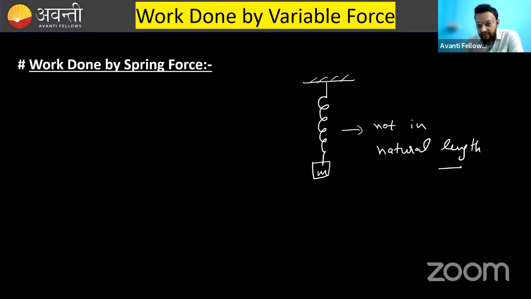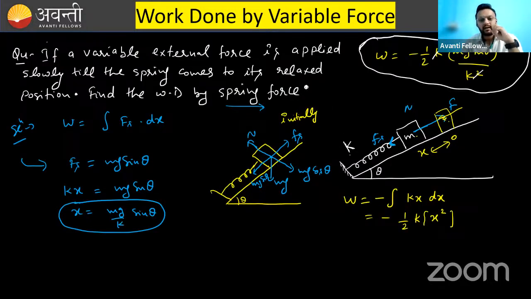It is actually elongated now. Due to gravity, it might be elongated. So we have learned that the spring is not necessarily in its natural length initially. Second thing, the direction of spring force and the calculation of work done. This is the second thing.